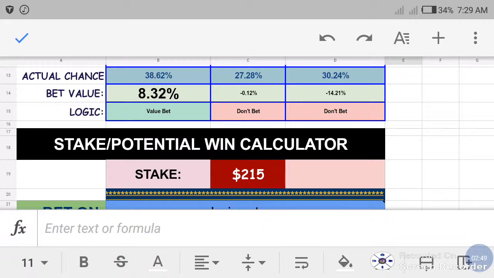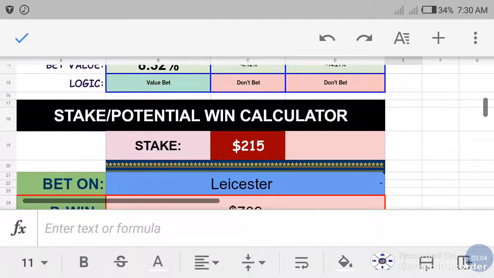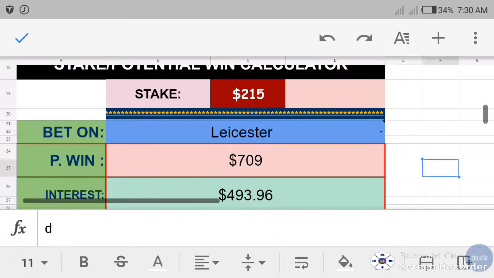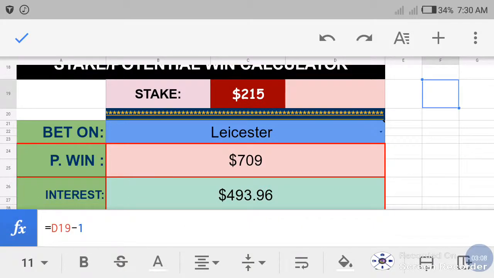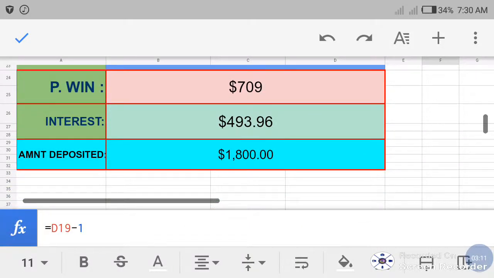So if you look at our value row, we have an 8.32% edge. If you bet on Leicester to win, we'll be making 8% more than backing Chelsea, and that's our value. So the next thing you're supposed to do is to enter your bankroll here.